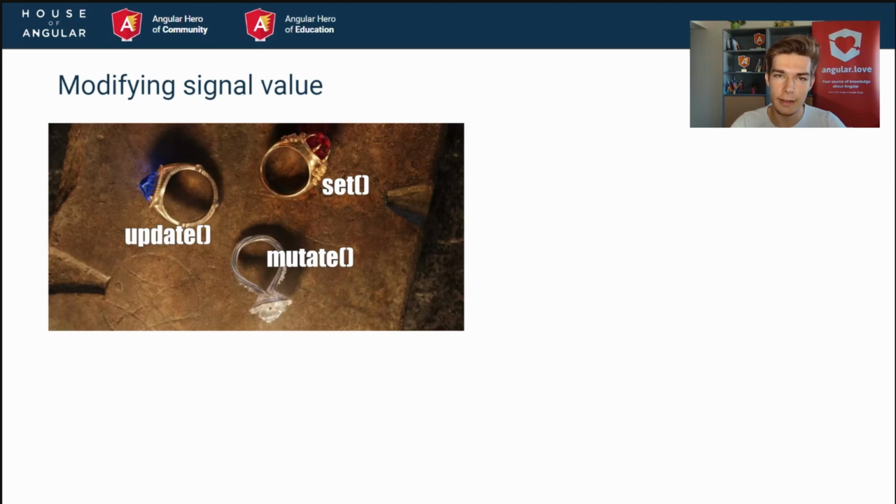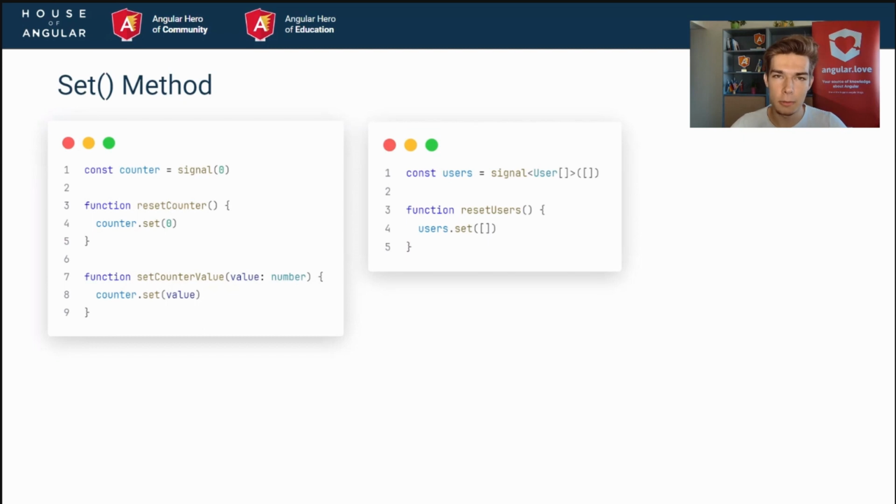Let's start by talking about modifying the value with the set method. It allows us to override the current value of the signal. As you can see in the example on the left side, we are able to implement functionalities such as reset counter or set counter value with it. It also works with objects, as you can see on the right side, where we are resetting the array of users by simply creating a new array and setting it as the signal value.